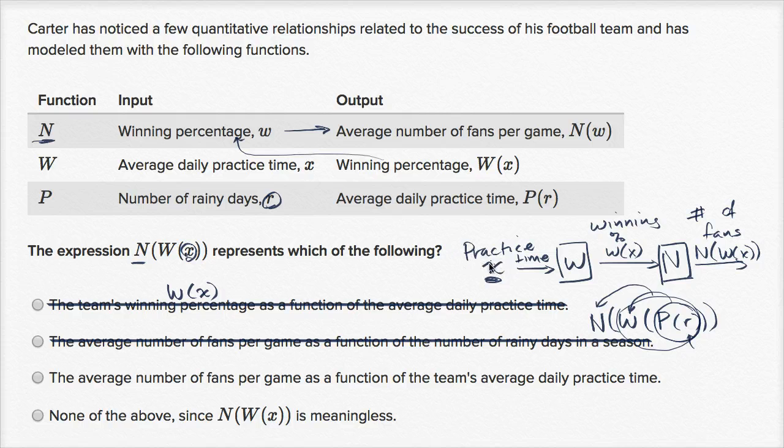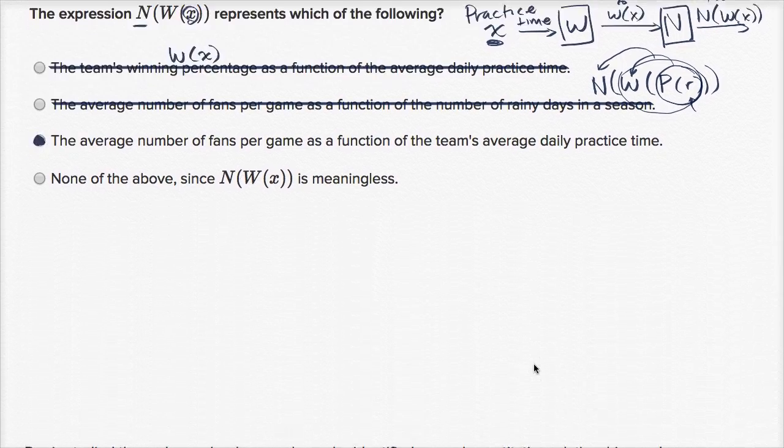You have your average practice time X being inputted into the function W. So your average practice time is inputted into W, and it outputs winning percentage, which you then input into N, to get the average number of fans per game. The average number of fans per game as a function of the team's average daily practice time. So yep, I definitely like that choice. Let's do another one of these. This is interesting.